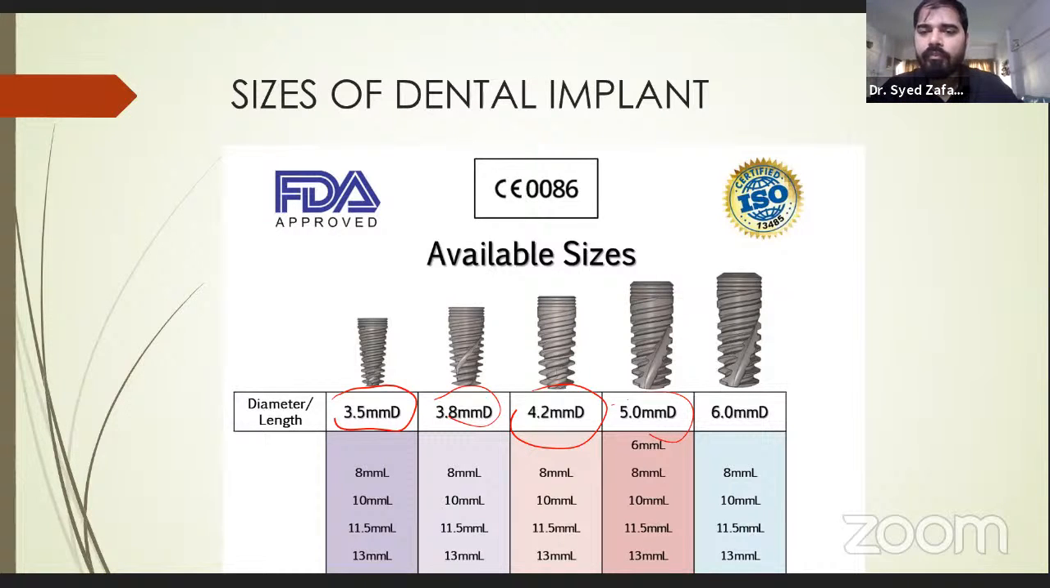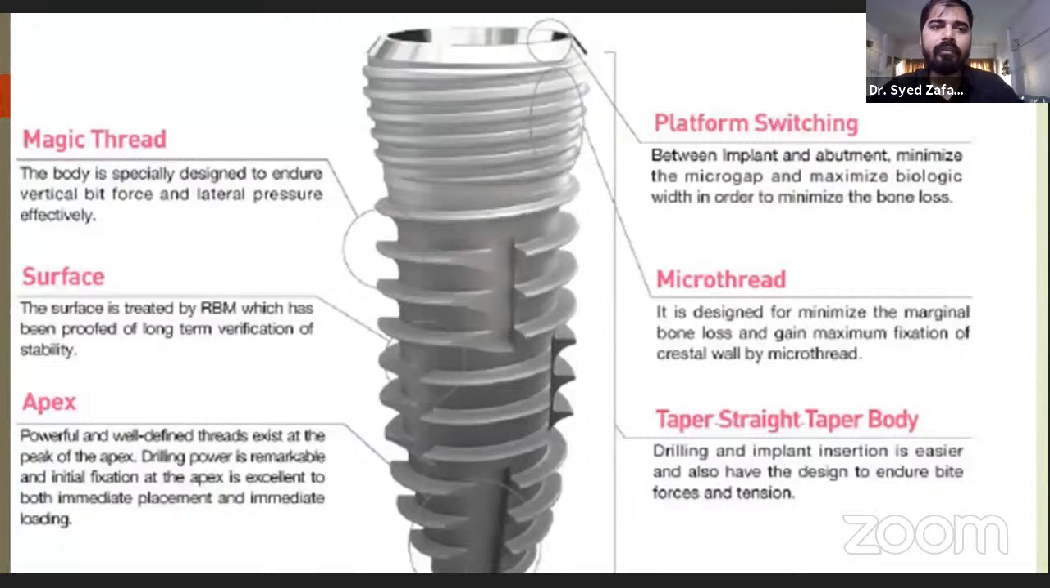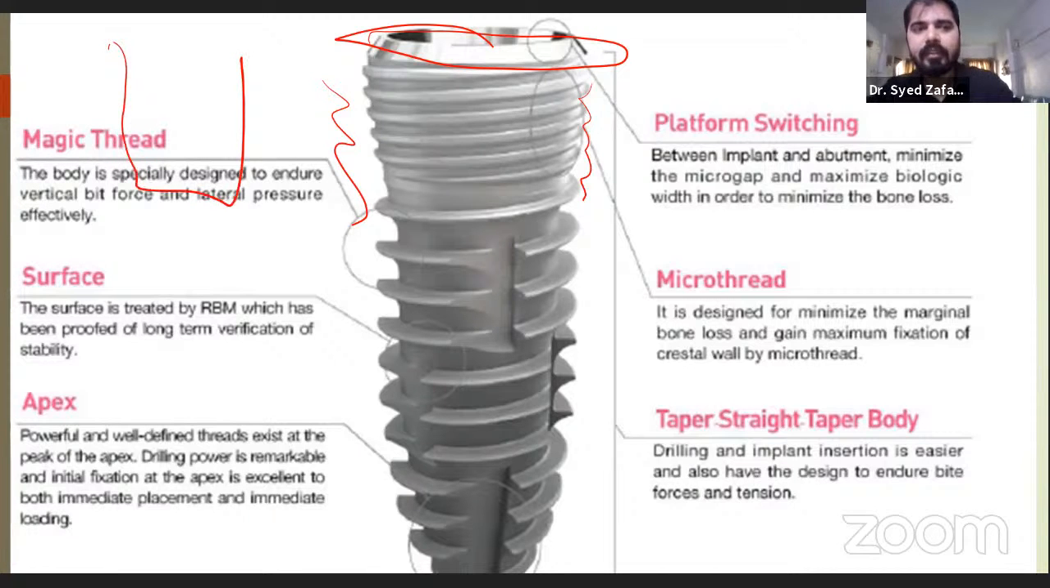But this is the obvious thing. We already know the size and the diameter of the implant. We already know there are threads. This is the platform switching, the micro threads. Every system has its own design. Mostly now the implant has become tapered. The old implant was cylindrical like this. Now the new implant has become tapered. But some systems also have both, taper and cylindrical.